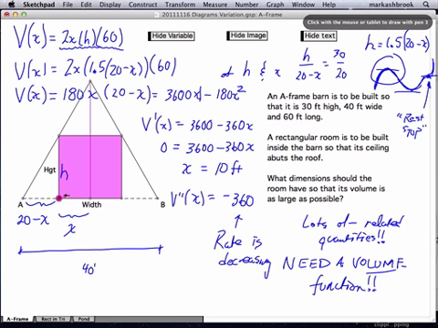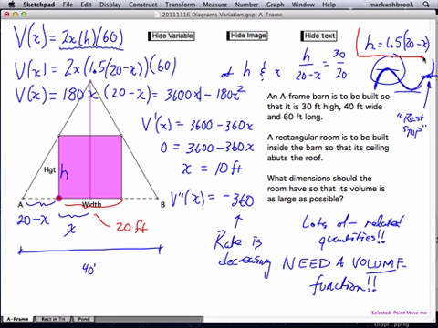No, the width is 20. And what's the height? How can we get the height? Here's our relationship of x and h. All we have to do is put 10 into this. It tells us what the corresponding height is. 15. And how do we get the volume? Yeah, we could take these two multiplied by 60, or we could go back here and plug our 10 into our volume function. Either way.